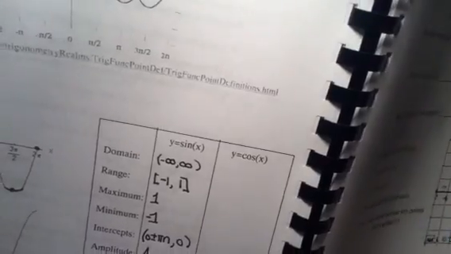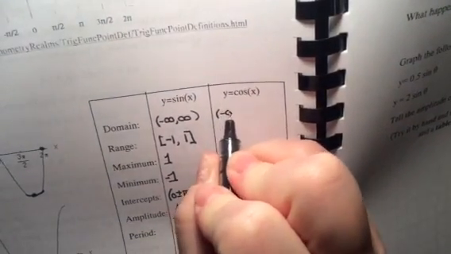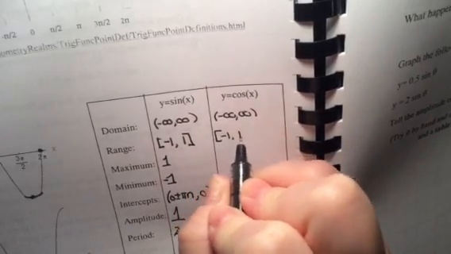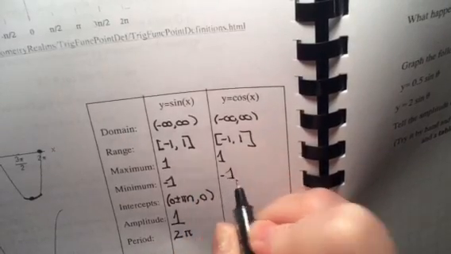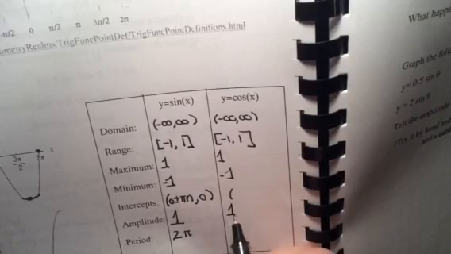You'll notice in the cosine graph that a lot of this information is exactly the same. So if you look at your cosine graph and we fill this out, again the domain is going to be negative infinity to infinity. Again the graph goes from negative 1 to 1. Its maximum is 1, its minimum is negative 1, its intercepts are a little bit different. We'll talk about those in 1 second. Its amplitude is 1, and again its period is 2 pi.